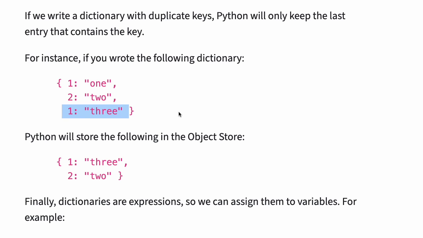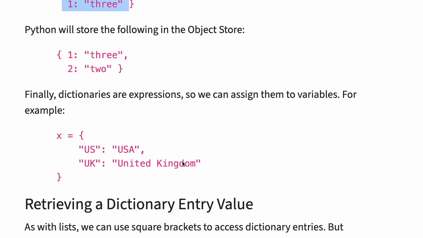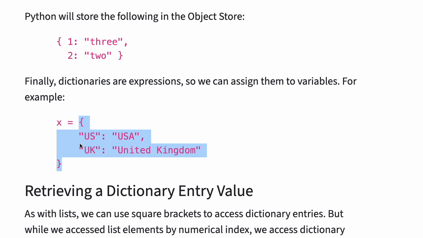Finally, dictionaries are expressions, so we can assign them to variables. For example, here we assign a dictionary with 2 entries to variable x.